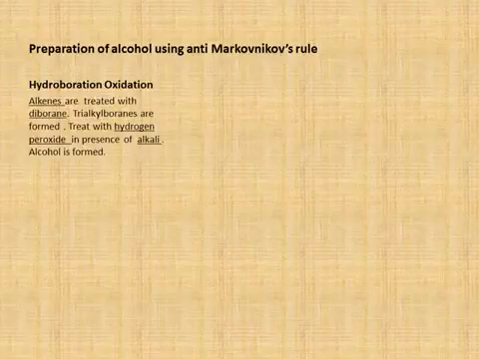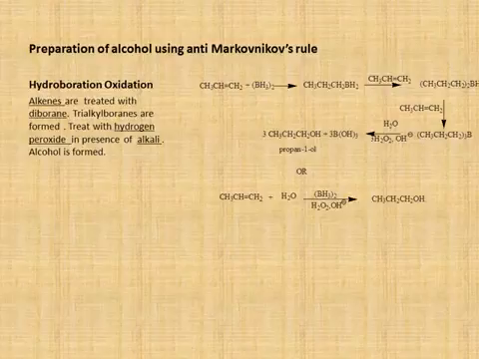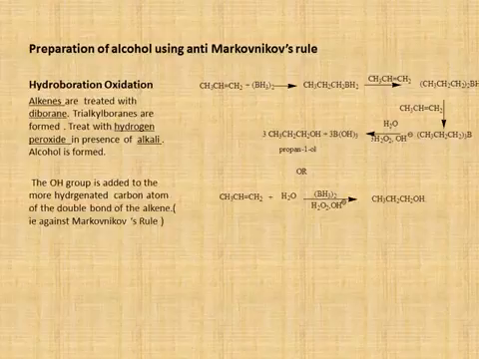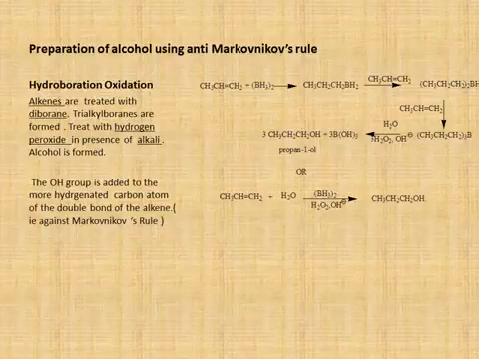Alcohols can be prepared from alkenes by hydroboration oxidation reaction. Alkene is treated with diborane and hydrogen peroxide in presence of alkali. Anti-Markovnikov's rule is obeyed and the OH group goes to the more hydrogenated carbon atom.